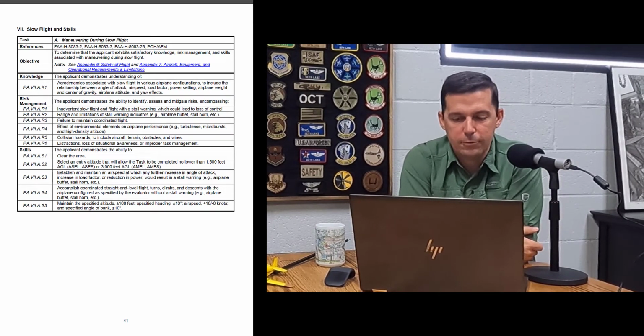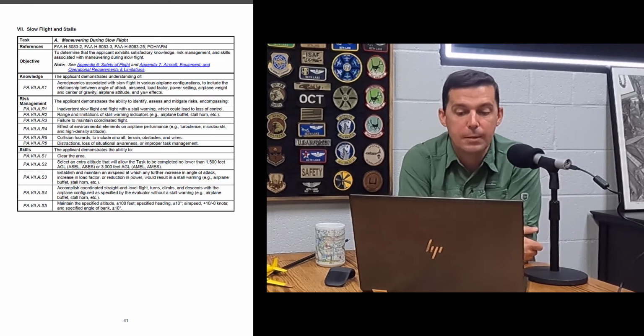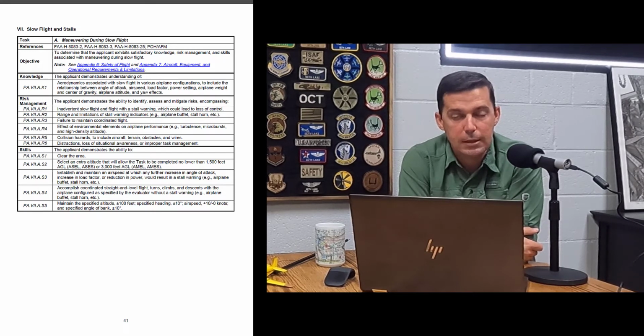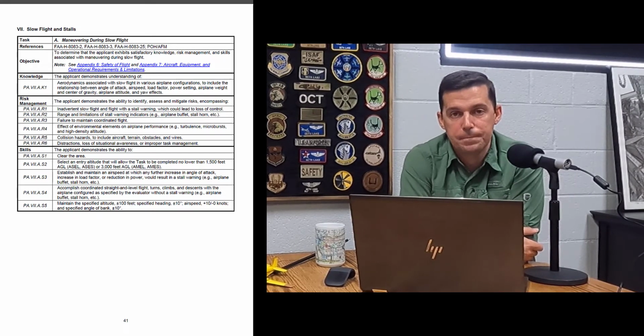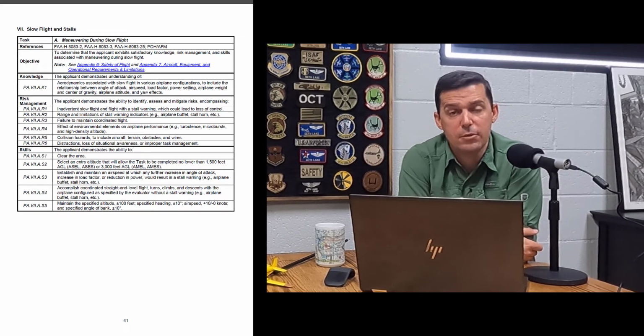Accomplish coordinated straight and level flight, climbs, turns, and descents with the airplane configured as specified by the evaluator without a stall warning horn, and maintain the specified heading, altitude plus or minus 100 feet, heading plus or minus 10 degrees, airspeed plus 10 minus 0 knots, and plus or minus 10 degrees of bank. So I may have you turn to headings, I may have you climb. We're probably just going to start out with straight and level.